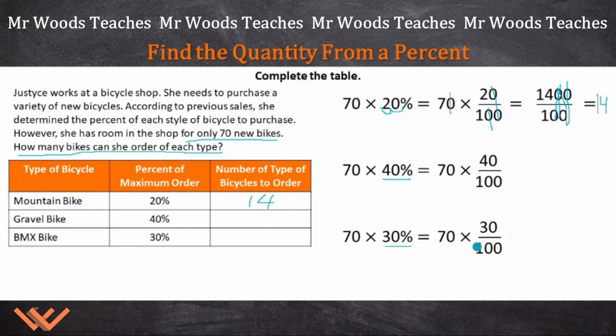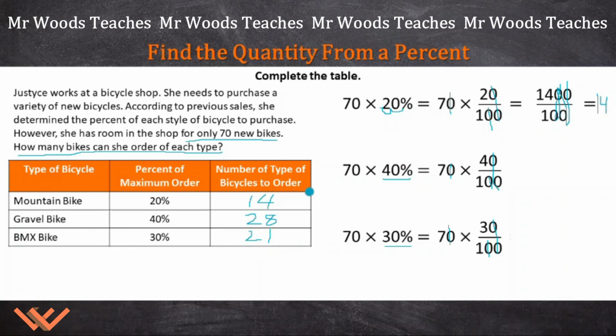Can you determine from this how many gravel bikes there are going to be and how many BMX bikes are going to be just by looking up here? Yes, you can just take off these zeros here and there, and 7 times 4 is going to be 28, and then 7 times 3, I'm going to say 21 here. How do we double check?